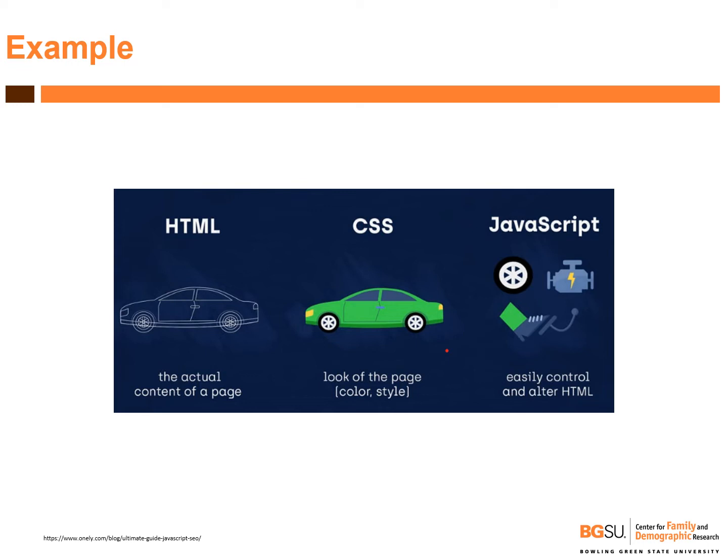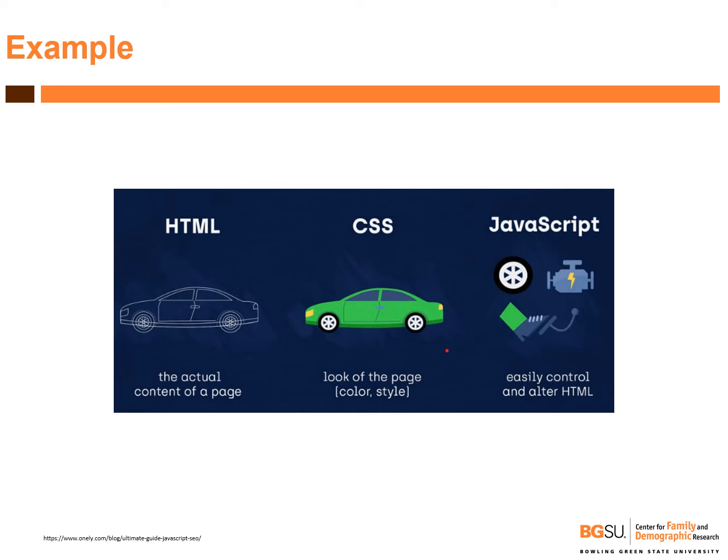Let's try to understand them with an analogy. Suppose we want to design a car. What is the first step we should do? First, we will design the body, right? We want to define how we will make the body. Do we want metallic body? We want plastic body or something else? That is the task of HTML. To provide the most basic outline of a page. What we want to have on our page.